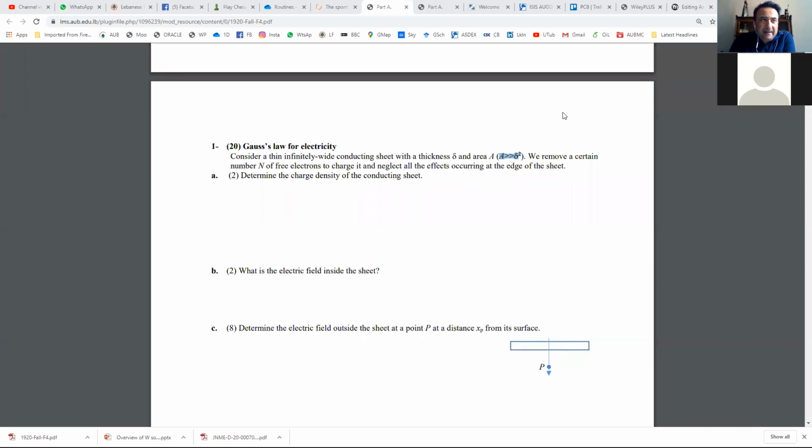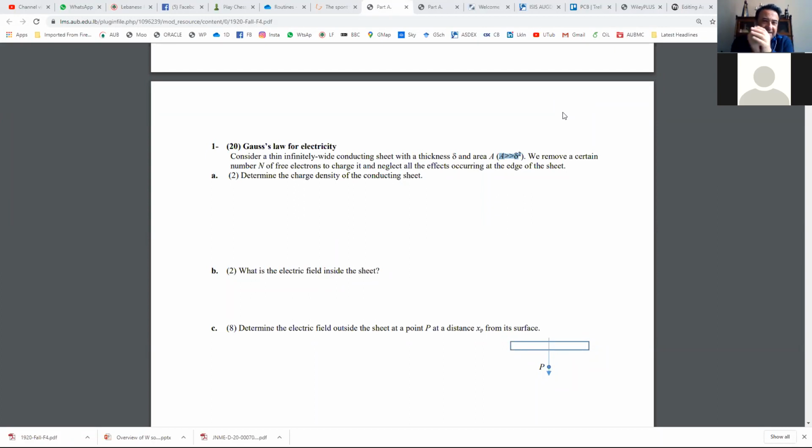So here there are two issues. One is that you need to realize that for a conducting sheet, the charges lie only on the surface of the sheet. Consequently, here I say the charge density. I don't say if it is linear charge density, volumetric charge density, or surface charge density. So you should guess that it is the surface charge density, since the charges lie only on the surface.